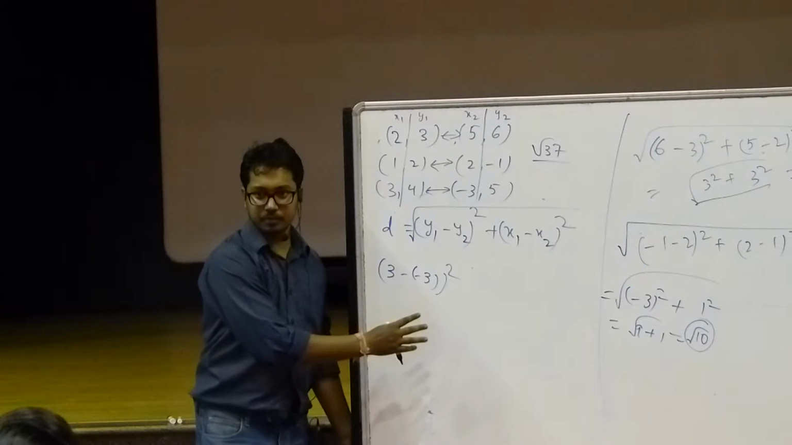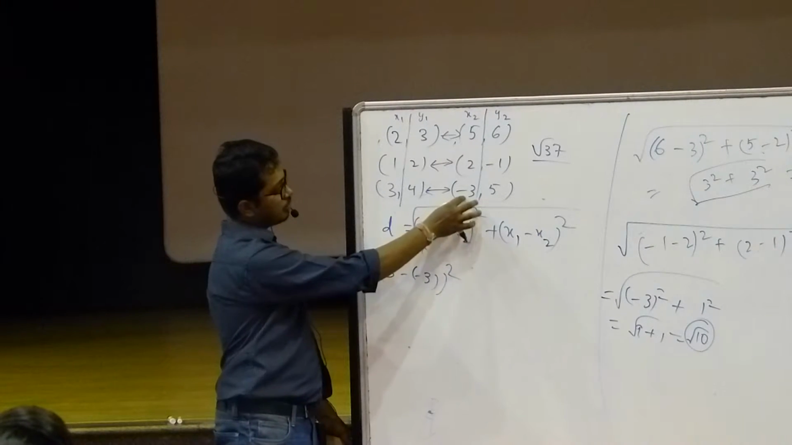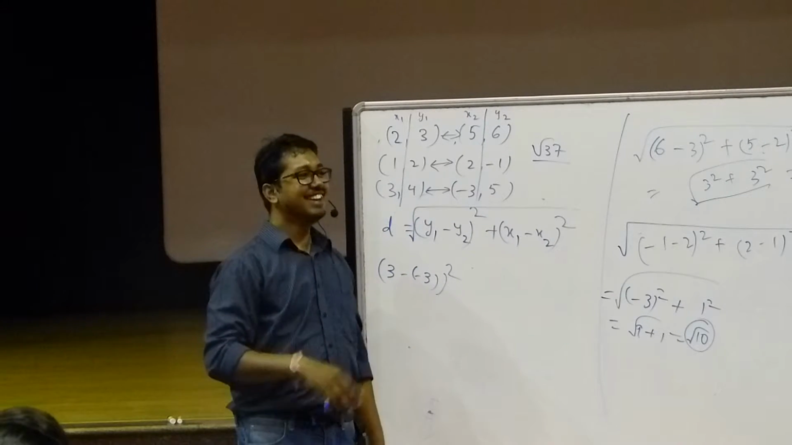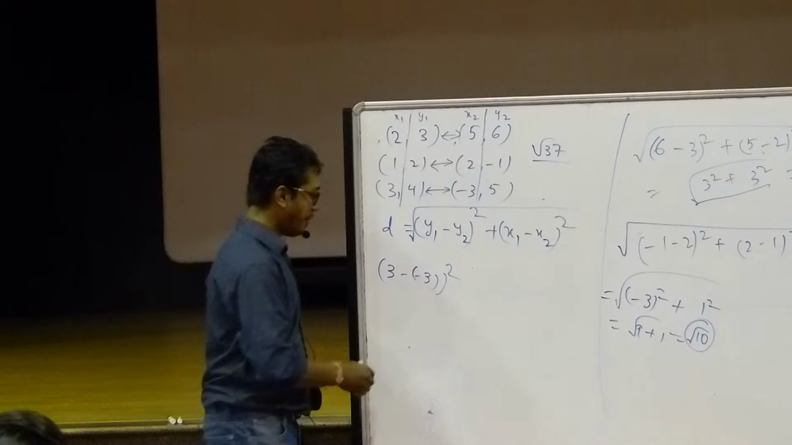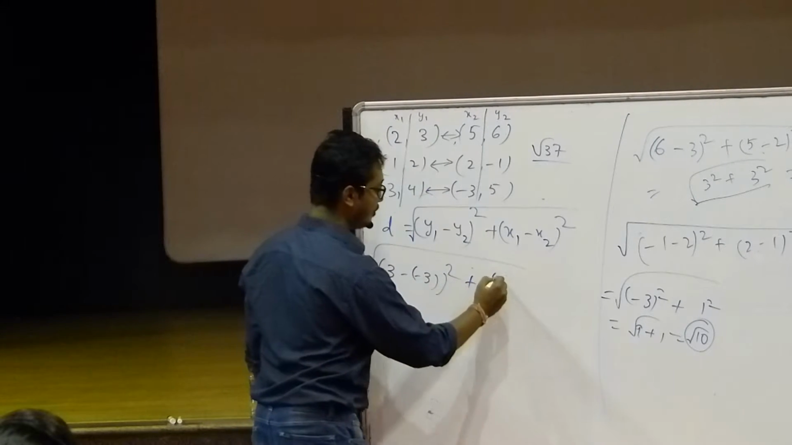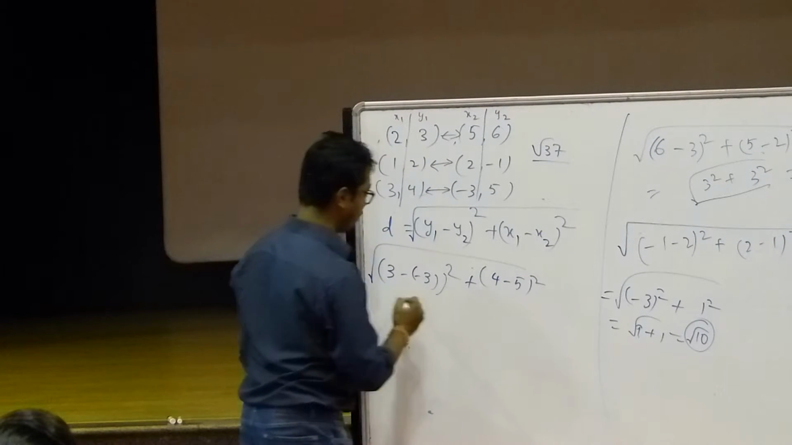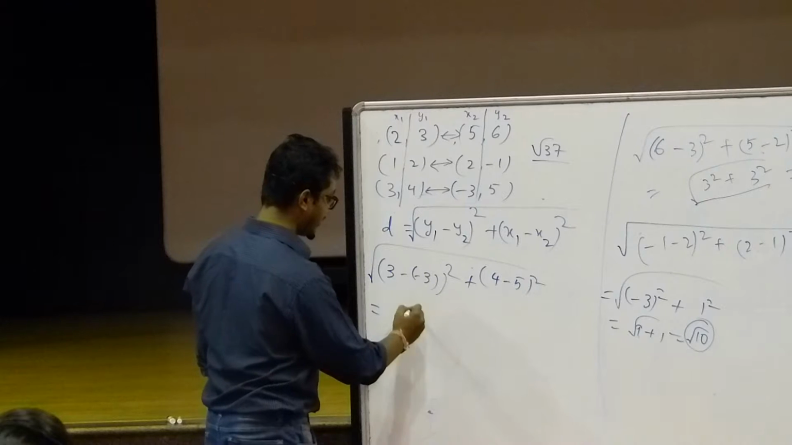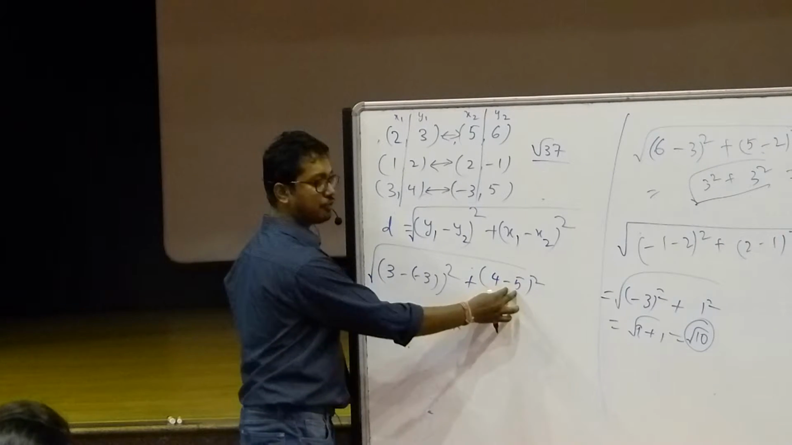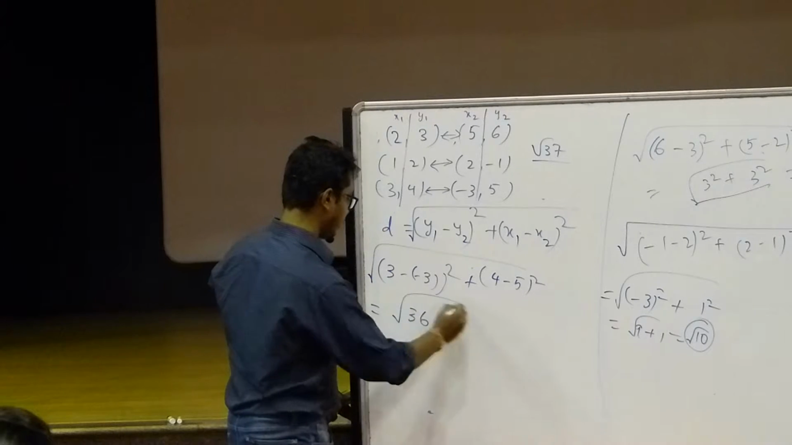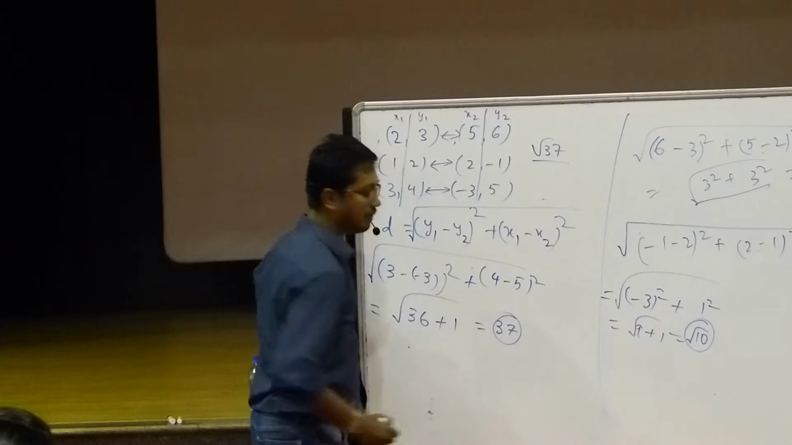This is another mistake, guys. Many people do this. When the minus 3 is there, they say there are so many minuses, just cancel. Don't do it. Put it properly. And 4 minus 5 square. So how much is this? It's not 0, it's 6. 6 square, 36. 4 minus 5 is minus 1. Minus 1 square, 1. 37.